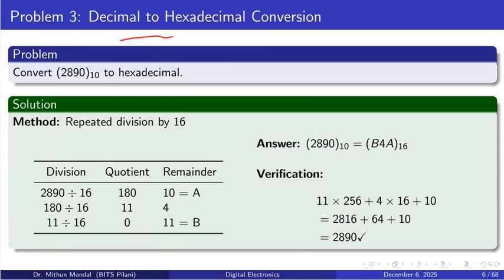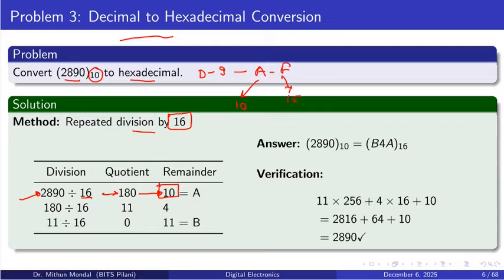The number that we have taken is 2890, and this is in decimal, so the base is 10. We need to convert to hexadecimal, which is 16. So we will do repeated division by 16 now, not with 2 or 8. We divide 2890 by 16, we get the quotient as 180 and the remainder as 10. Remember, in the hexadecimal system we use the numbers 0 to 9, and then we move to A to F. So here A is taken as 10 and F is taken as 15.